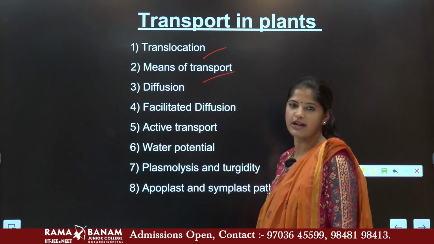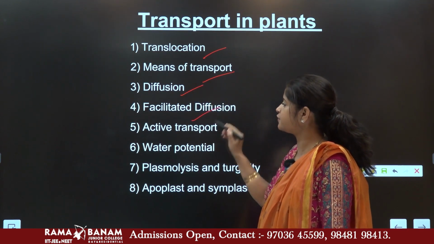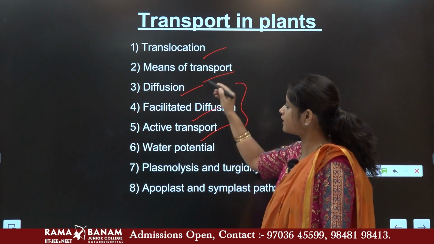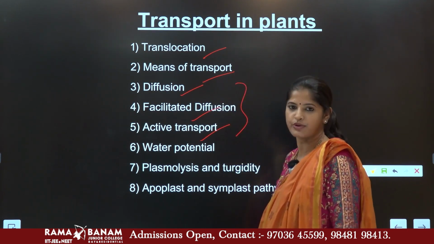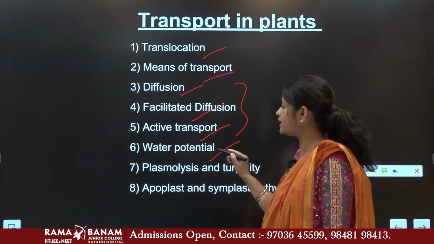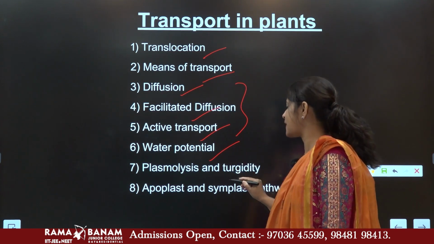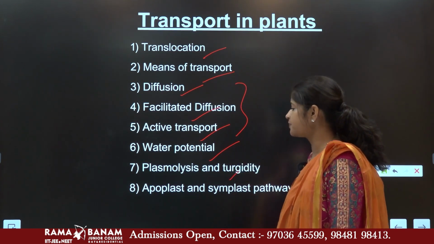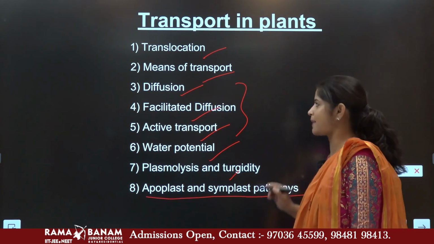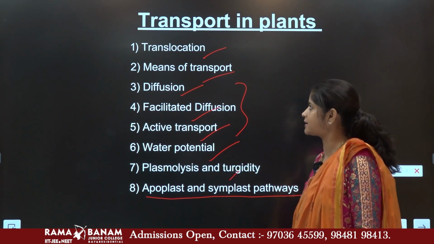Under the means of transport, three ways are there: diffusion, facilitated diffusion and active transport. So we need to see the differences between these means of transport. Right students? After active transport, we need to see about the water potential. Then it is the plasmolysis and turgidity. And last we will see about the apoplast and symplast pathway. So these are the topics under the transport in plant.